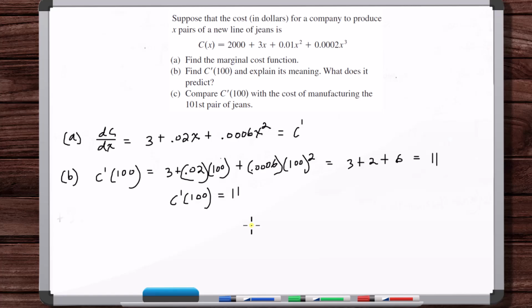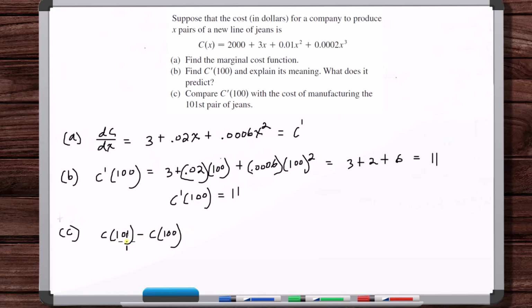That's what it's saying. Now, if we come to part C, it says compare C prime 100 with the cost of manufacturing the 101st pair of jeans. The point of this is, what is the technical marginal cost at x equal to 100? Like you take the cost function and you say C 101 minus C 100.